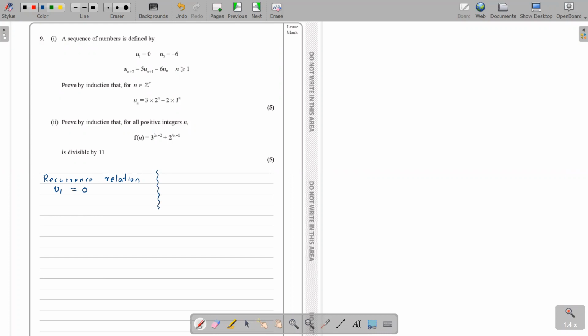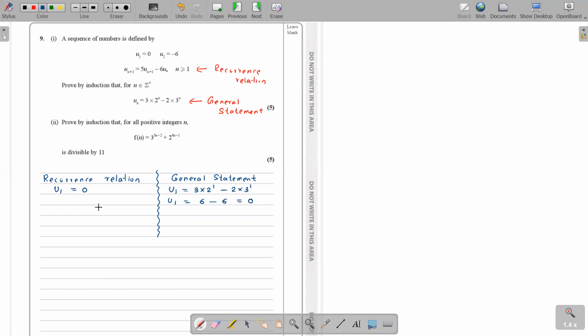Then let's get it from the other one. The general statement is what we need to try to prove here. So from the recurrence relation, they have given us the first term is 0. Can you tell me the first term from the general statement? u1 equals, inputting the value, 3 times 2 to the power 1 minus 2 times 3 to the power 1. What do you get here? 6 minus 6 is 0. So I think you can see the first term is matching for both.